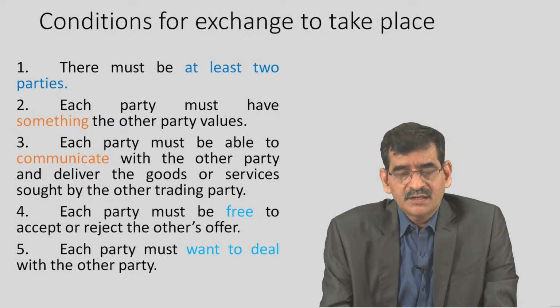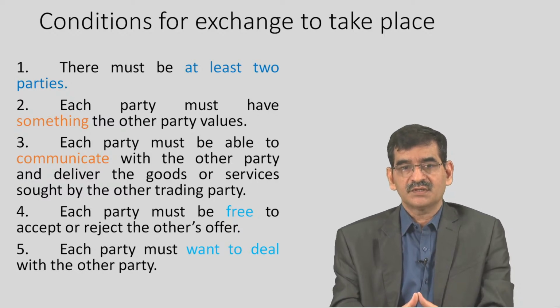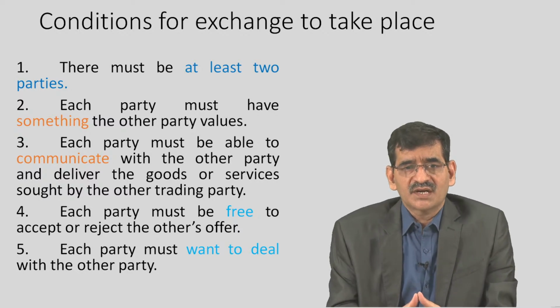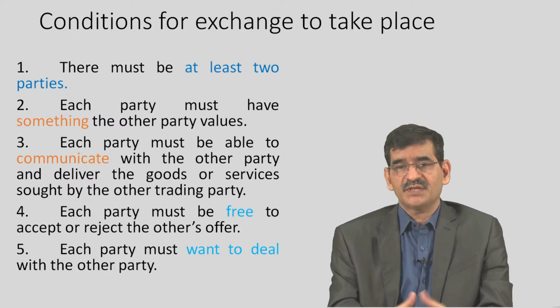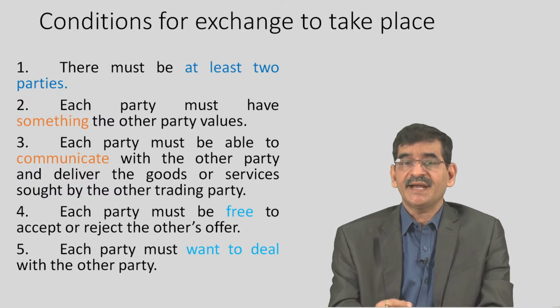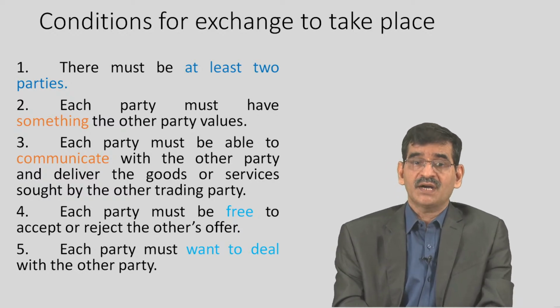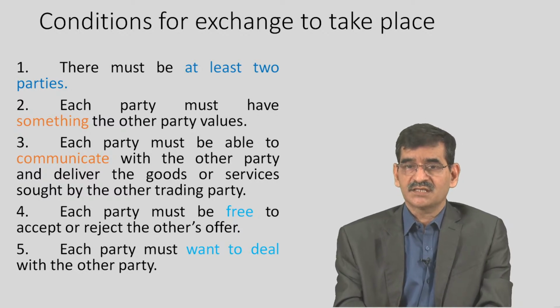Before moving ahead, let's further discuss the terms we have used in the definitions of marketing. One term is the exchange of offering. So there may be various conditions for exchange to take place. The first condition is there must be at least 2 parties for exchange to take place. Then each party must have something the other party values. This something is a product or service from the marketer's point of view, and this something is money from the customer's point of view.